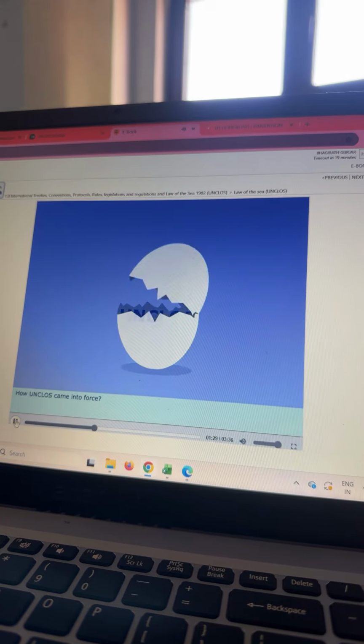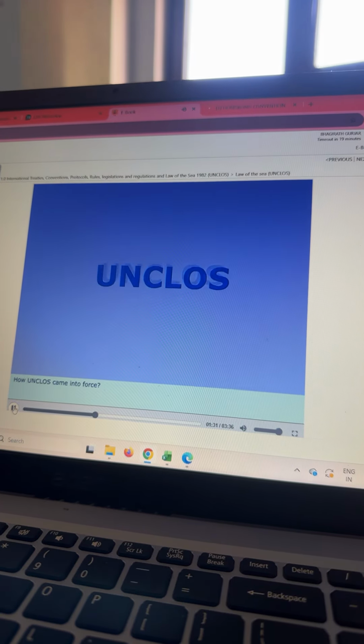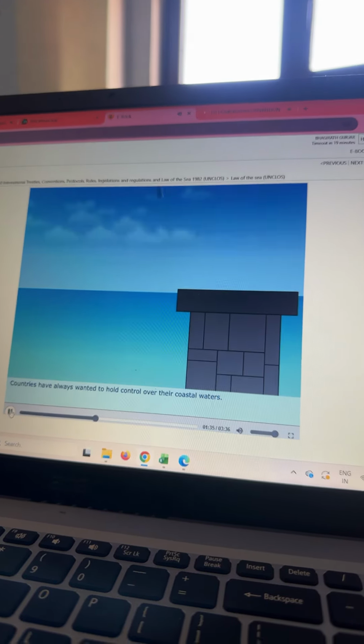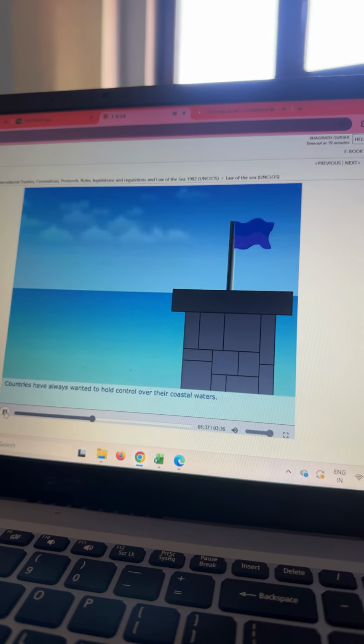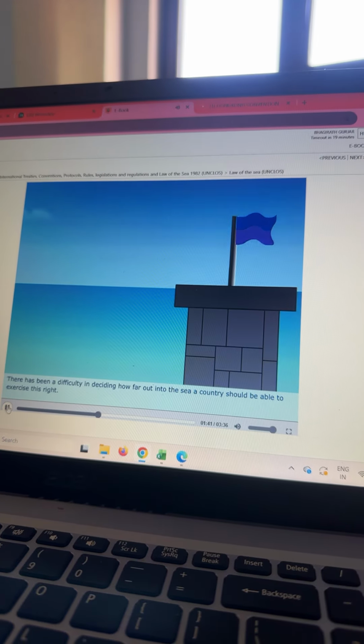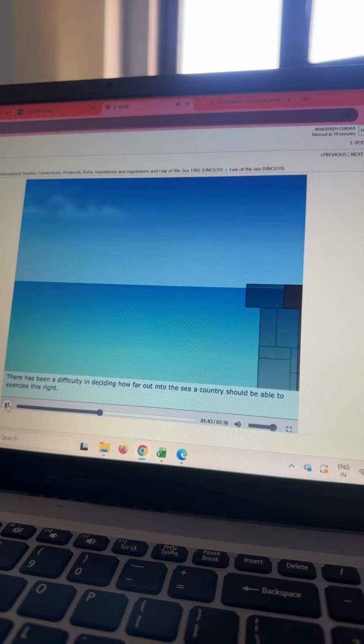How UNCLOS came into force. Countries have always wanted to hold control over their coastal waters. There has been a difficulty in deciding how far out into the sea a country should be able to exercise this right.